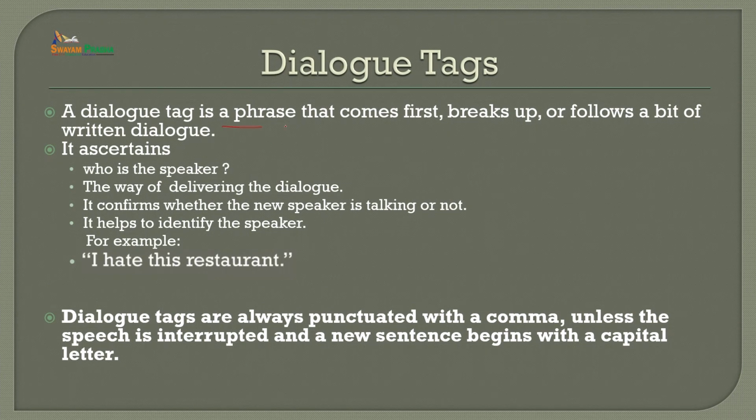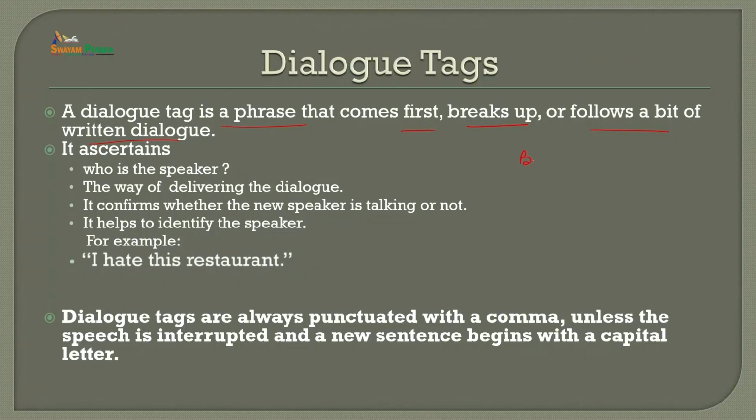A dialogue tag is a phrase that comes first, breaks up or follows a bit of written dialogues. Anything that you have written, it either puts a break into it, divides it into two parts, or it will come either in the beginning expressing you the feelings of the speaker, and maybe sometimes at the end. Briskly, comma, he asked for some help. Now, he asked for some help. So, briskly.